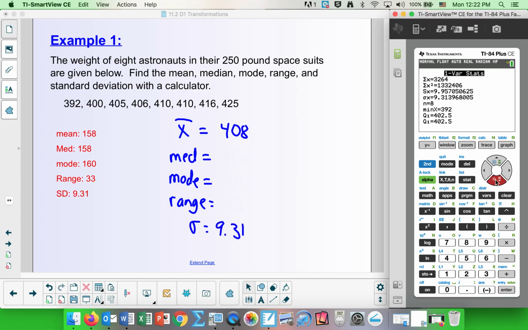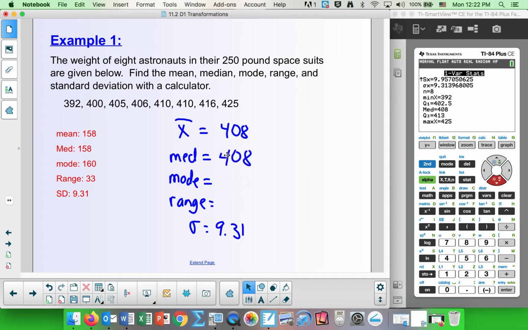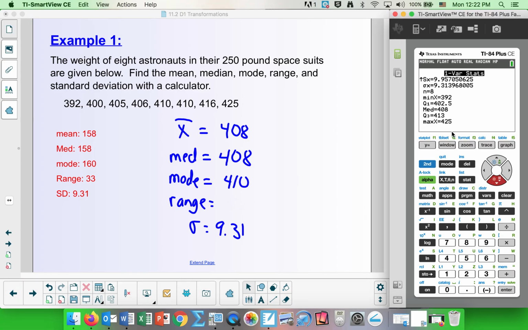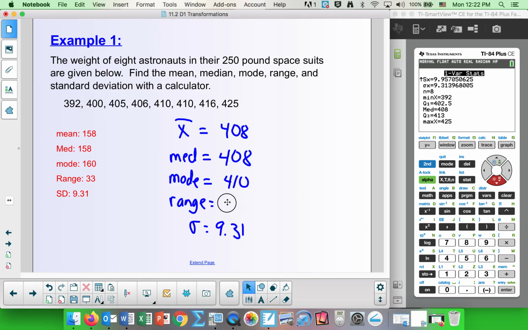My arrow down, I get a new median. New median is 408. Now the mode, which one happens to be the most? The mode is then 410. And then notice the range is now from 425 is the max to 392 is the min. So our range is still 33.